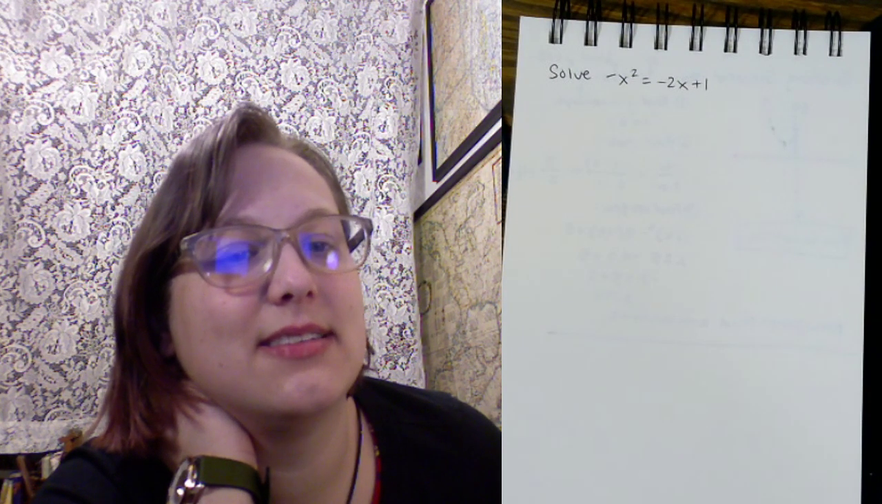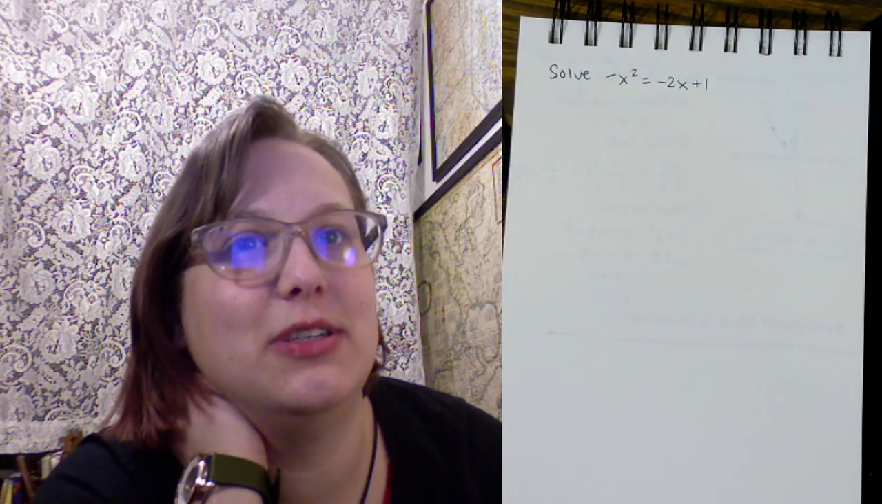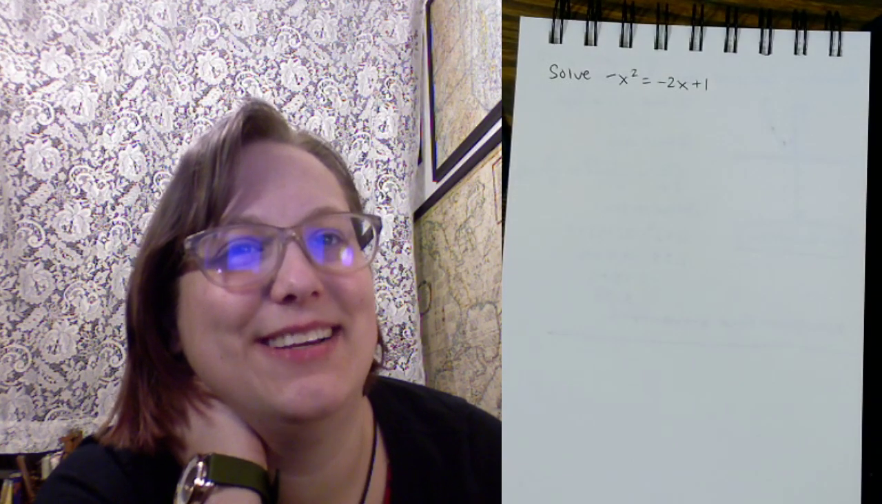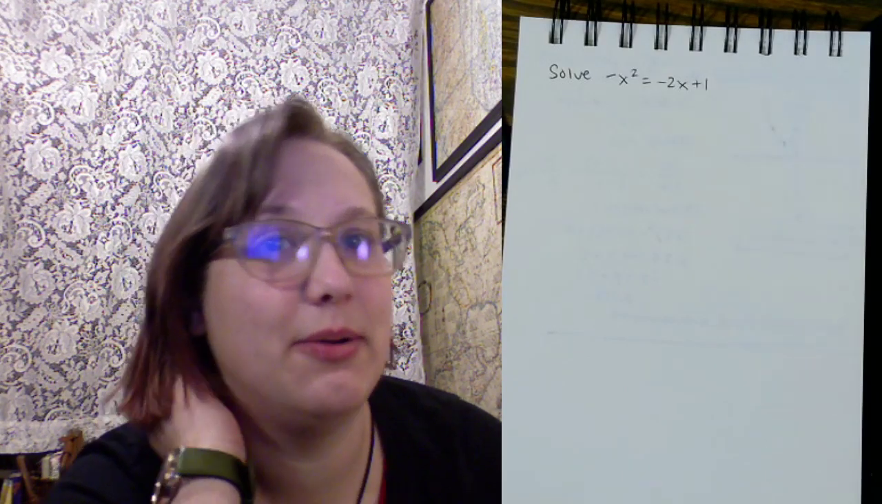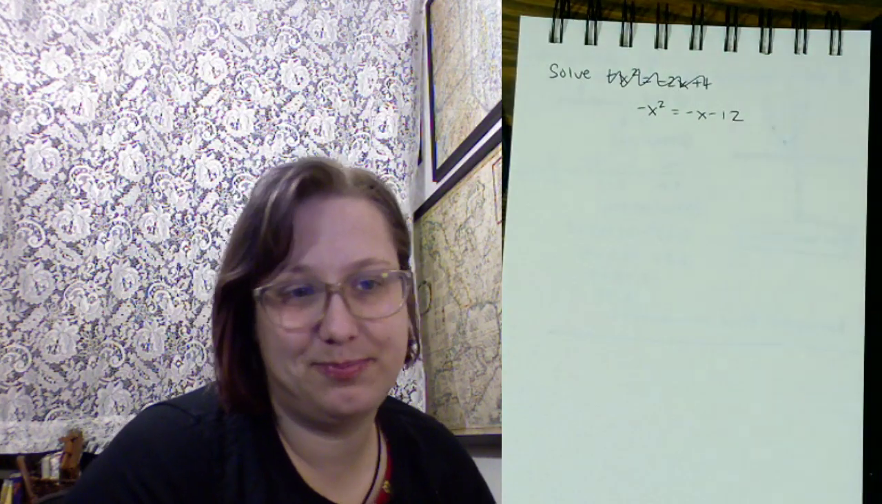2x minus 6. I'm trying to do it in my head. Just super weird. Okay, wait, no. Let's not do this one. Let's do negative x squared equals negative x minus 12. Beautiful. Let's solve this problem.